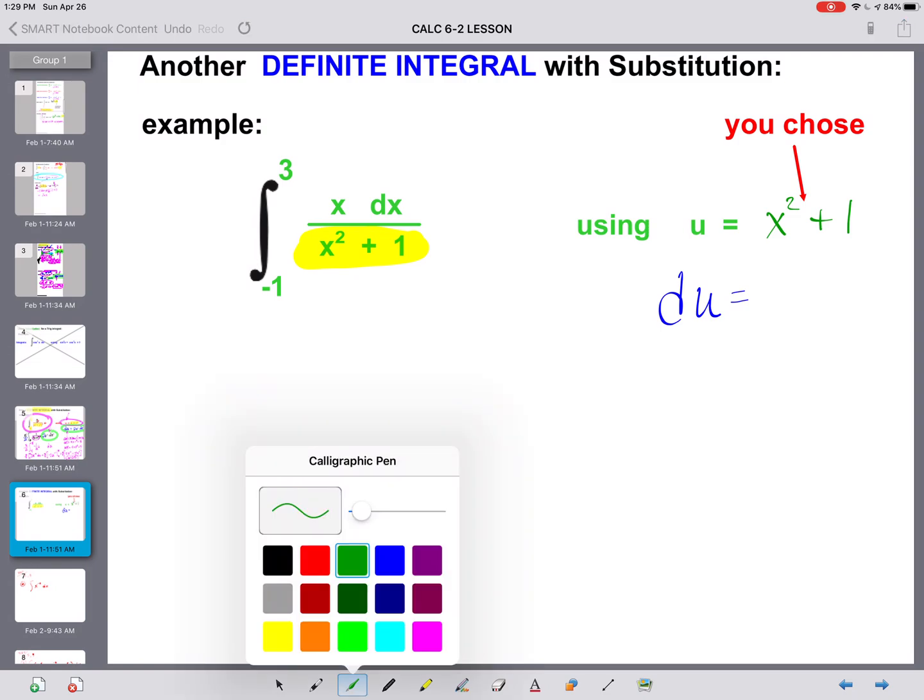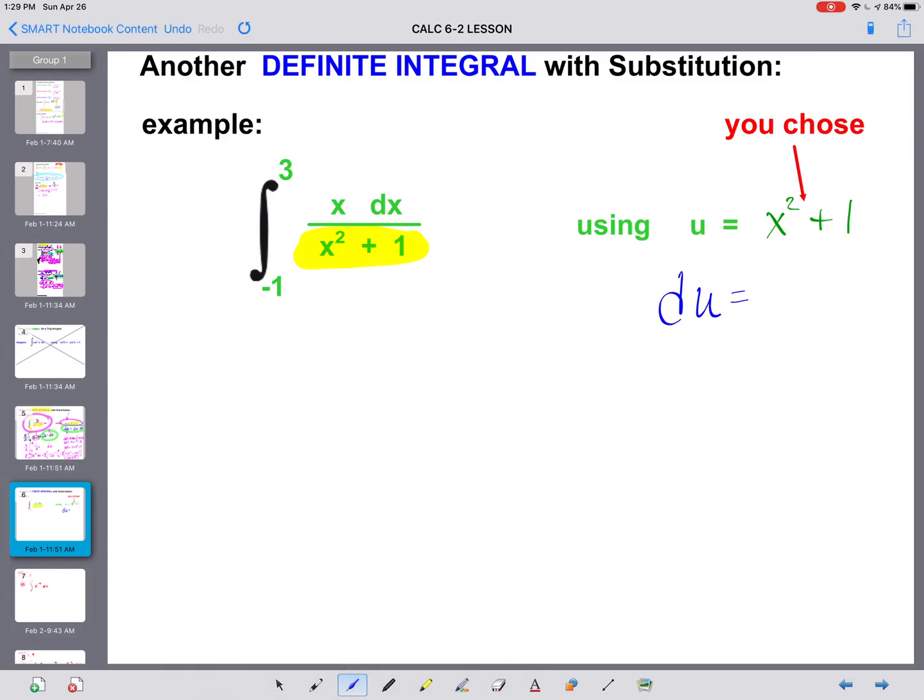Well, let's do the derivative then. What's the derivative of x squared? 2x. What's the derivative of 1? 0. Good. So du is going to be 2x dx. Now, I'm going to rewrite this a little bit. Negative 1 to 3, and the x and the dx I'm going to put over here. Then I'm going to have what's left over, 1 over x squared plus 1.